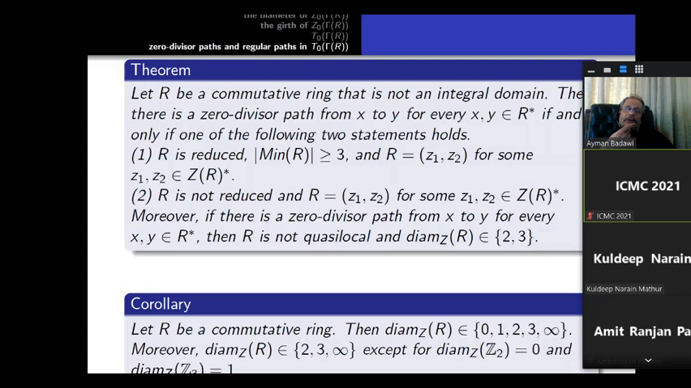Okay? If R is not reduced, and this is the case, so here we have two cases. That's the first case. The second case, R is not reduced, R has to be generated by two elements, just like the first case. If there is a zero divisor path from X to Y for every X and Y, then R is not quasi-local. It's not quasi-local. And here, of course, the diameter indexed by Z, what do you expect?